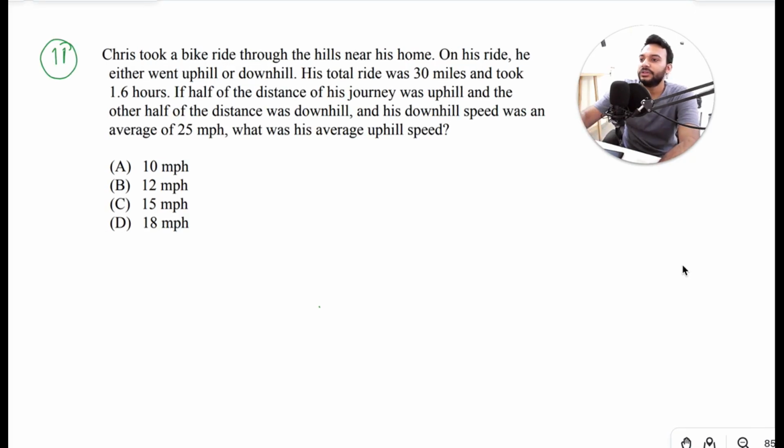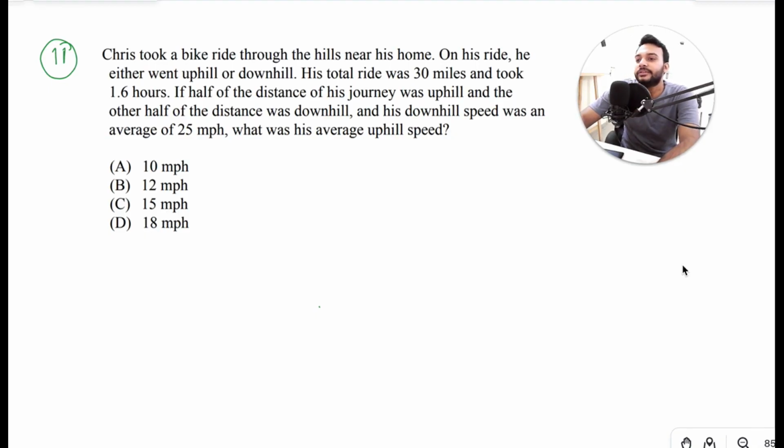Question 11. Chris took a bike ride through the hills near his home. On his ride, he either went uphill or downhill. His total ride was 30 miles and took 1.6 hours. If half of the distance of his journey was uphill and the other half was downhill, and his downhill speed was an average of 25 miles per hour, what was his average uphill speed?